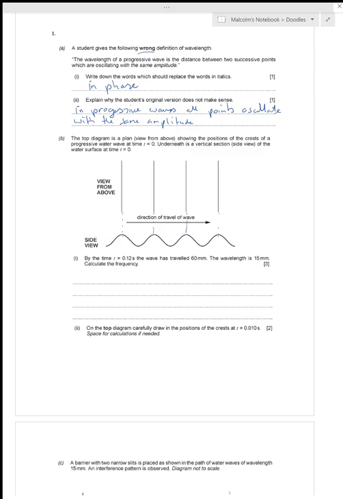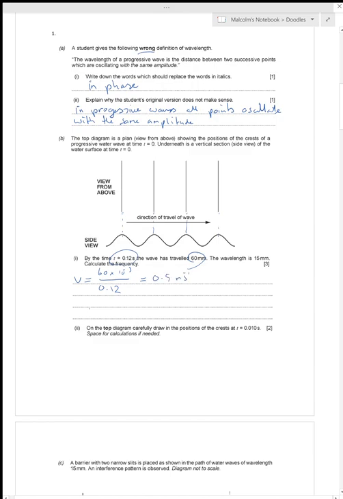So what we're looking to do is use the time and the distance to get the speed. So distance divided by time. 60 times 10 to the minus 3 divided by time, 0.12. So what is that, 0.5 meters per second.